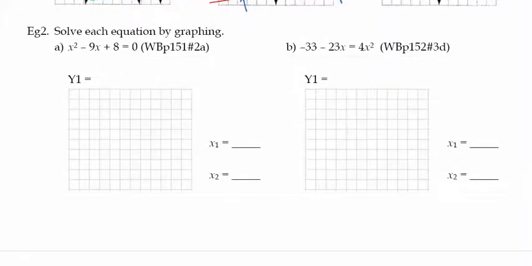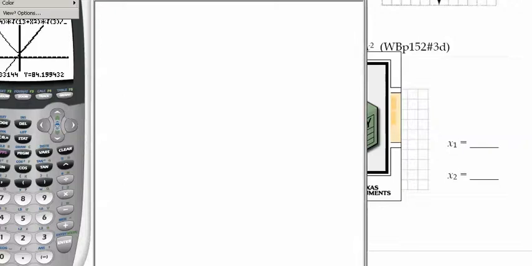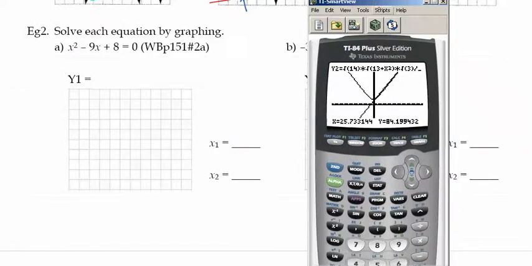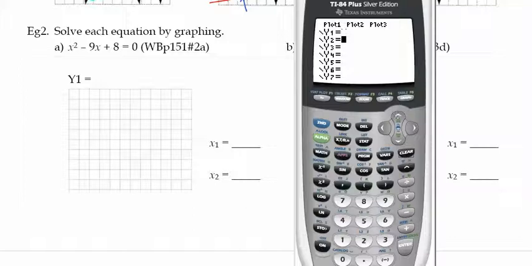Moving on to example number 2. Solve each equation by graphing. This time they did not give us the graph. But given we have our graphing calculator, I will still be able to solve this equation by drawing the parabola with a graphing calculator, and then we go from there.